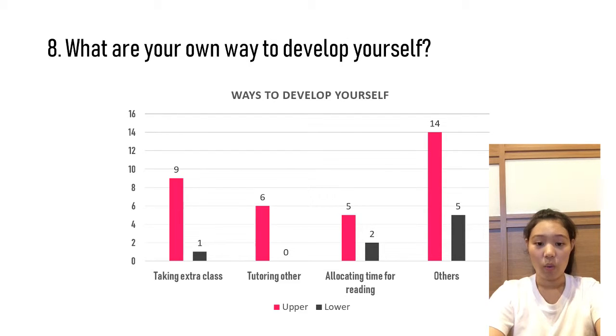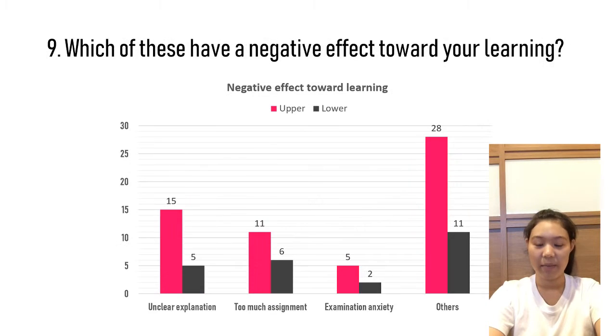Next, which of these have a negative effect toward your learning? From the result, the upper grade and lower grade students have the same result. Most of them point to unclear explanation from the classroom, followed by too much excitement and examination anxiety.